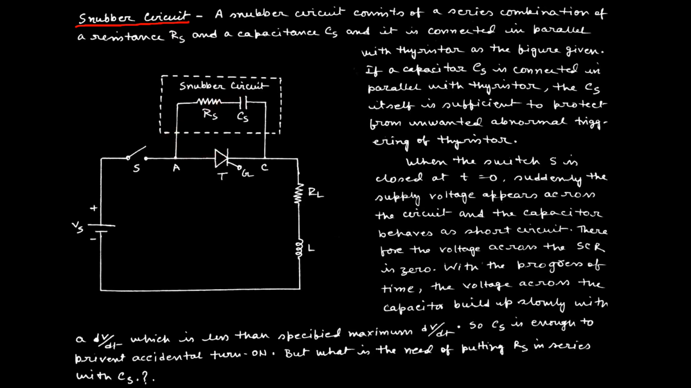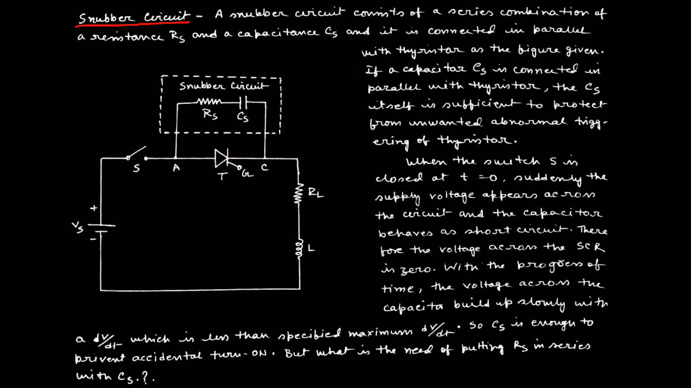To protect against this dI/dt, we add this resistance in series with the capacitor. That means this resistance is capable of maintaining proper dI/dt stress across the switch T1. That is why the series combination of Rs and Cs is called the snubber circuit, to protect against both dV/dt as well as dI/dt. Then the switch can be operated safely.